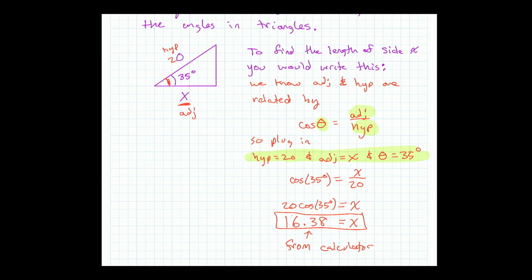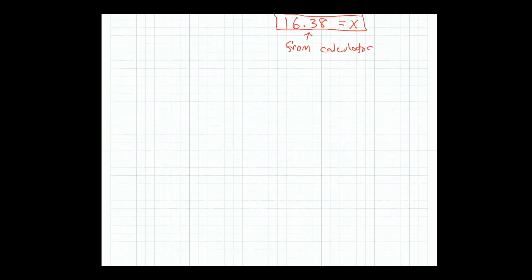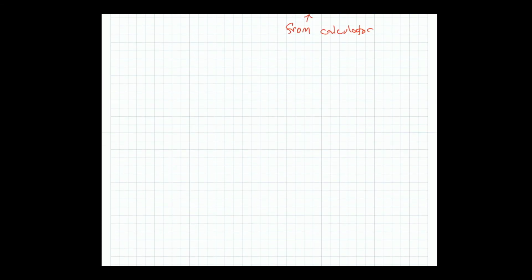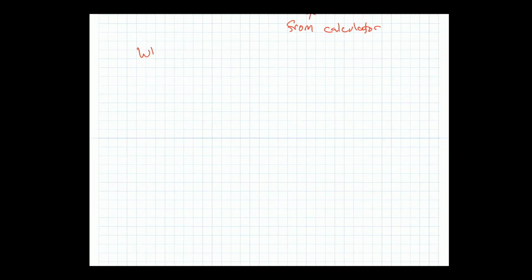What's new is if we're missing the angle of a triangle, how are we going to find that? Okay, so let's consider a case. What if we're missing the angle on a triangle? That's where we need inverse trig.